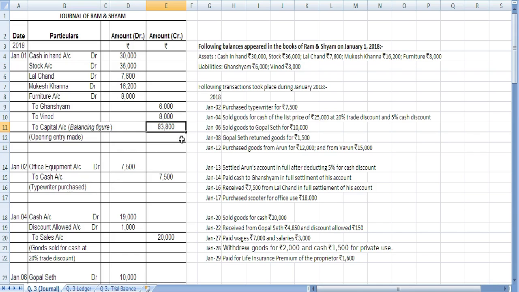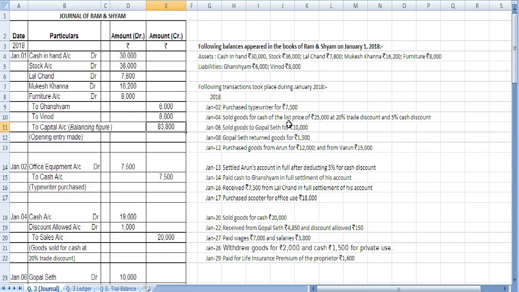Typewriter purchased. January 4, goods sold for cash of list price 25,000 at 20% trade discount and cash discount 5%. Now whenever there is a trade discount, we don't show it in the journal, we show it only in the working. So the list price or the catalog price is 25,000, but it is sold at 20% trade discount. That means 25,000 minus 20%: 25,000 into 20% is 5,000. So when we minus, it is coming to 20,000.